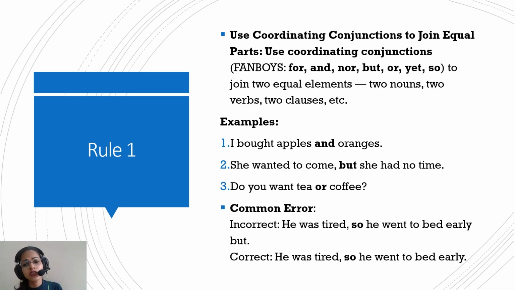So coordinating conjunctions join equal parts as we did. Like I was telling you, FANBOYS: for, and, nor, but, or, yet, so. They join two equal elements, so either two nouns, two verbs, or two clauses. For example, I bought apples and oranges. So "and" is joining apples and oranges, both nouns. Again, she wanted to come, but she had no time. Similar. Do you want tea or coffee? Similar. Okay, so both sides of it should be equal.